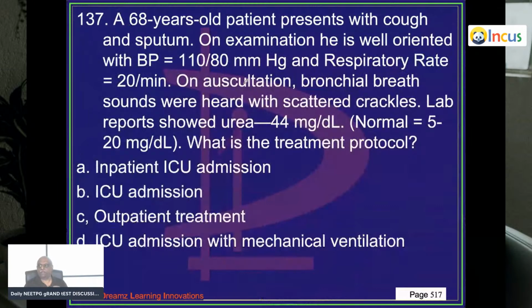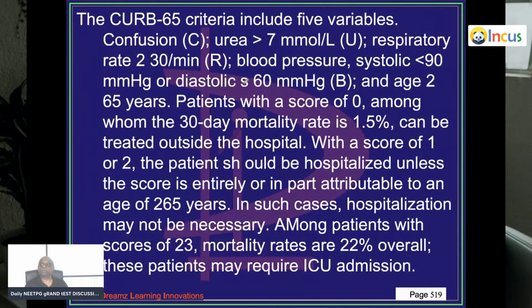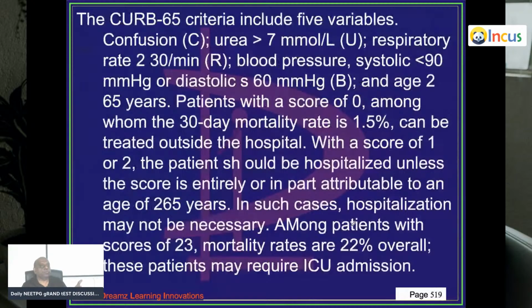68-year-old with cough and sputum, bronchial breathing, scattered crackles, urea 44, what is the treatment protocol? So CURB. What is CURB criteria to do admission in a case of pneumonia? Confusion, urea increasing, respiratory rate increasing, blood pressure systolic less than 90, diastolic less than 60, age 65 years. This is CURB 65 criteria.